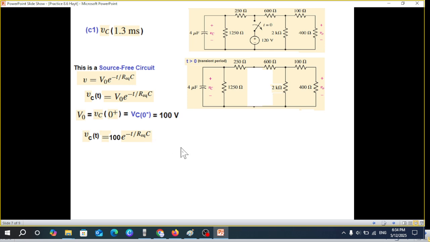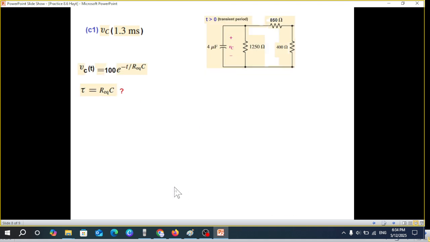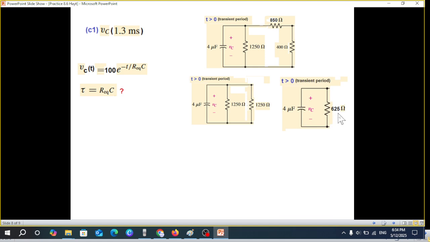Now Req we have to find R equivalent from this circuit. Again, same technique, adding, solving in parallel, and solving, we got to find the total resistance. So these two solved 400, these two added 850, and now these two in parallel. So this is solved 1250, parallel 1250. So the net will be half of it, that is 625 ohm. So this is our R equivalent. R equivalent times C, R equivalent is 625 and C is 4 microfarad. So the answer will be 1 over 400 seconds.